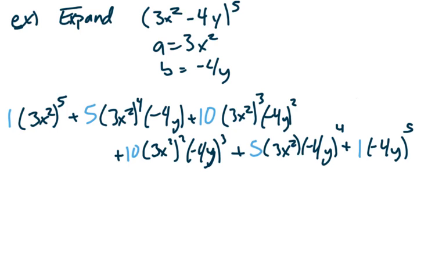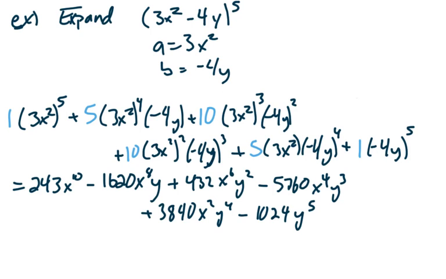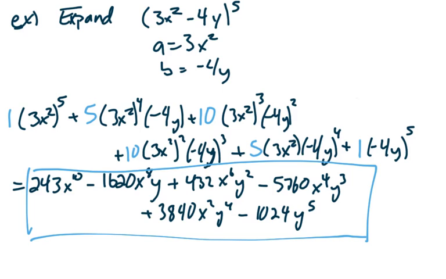Here's the rest of it. As you can see, the coefficients follow the pattern set out by Pascal's triangle. Each time we're taking 1 less power of 3x squared and 1 more power of negative 4y. Now, when we multiply all this stuff together and simplify, we should get this. That is the expansion of the binomial. Notice again that the sign of each term alternates from positive to negative and back again. So that's it. We're done.